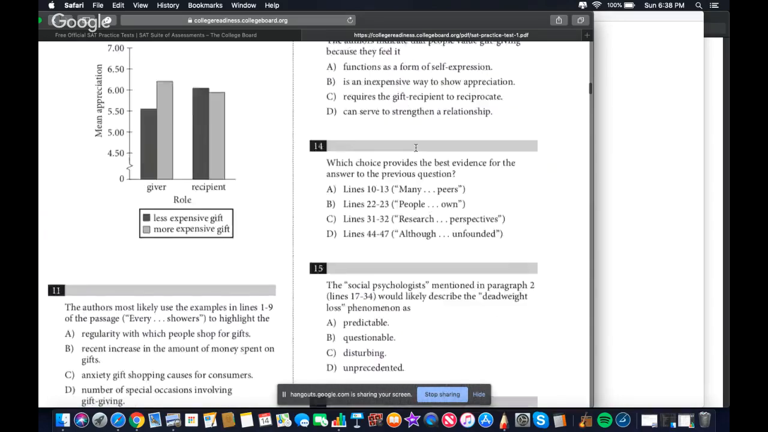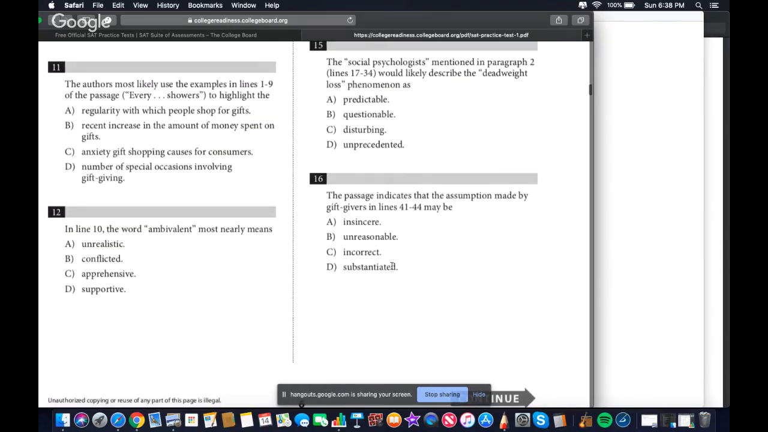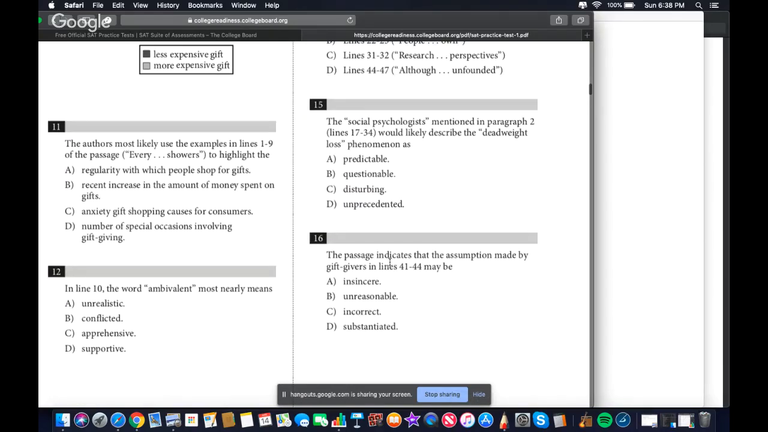So next line is 55 to 60. Okay, well, look, according to Camerer, gift giving represents the symbolic ritual, right? So what does this do? If anything, this substantiates the assumption. That doesn't end up being right, but it's close. You would say, okay, well, this one, if it's right, it goes with substantiated, right? So cool, we got that.